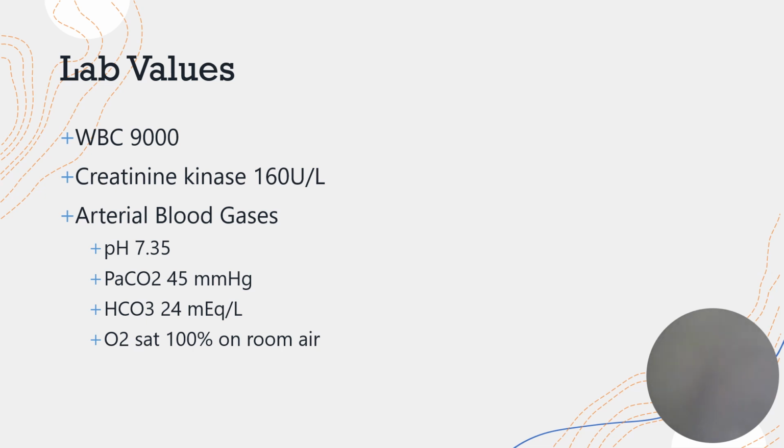The nurse checks his lab values to make sure they're still good, and they are. White blood cell count's good, creatinine kinase, arterial blood gases, pH, PaCO2, bicarbonate is really good, and his O2 sats 100% on room air. This signals a really good recovery, and he is ready to go home.